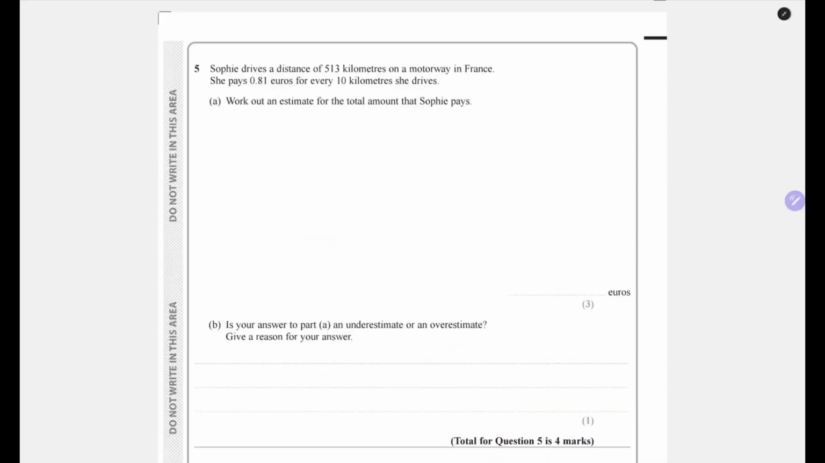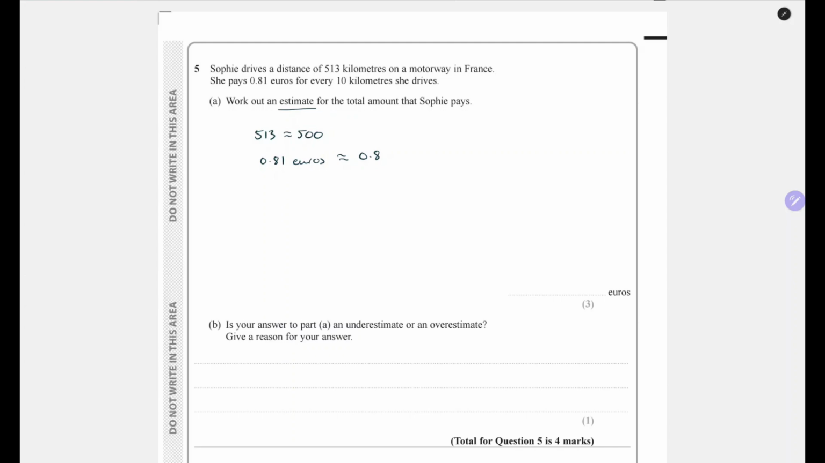Question 5 says, Sophie drives a distance of 513 kilometers on a motorway in France. She pays 0.81 euros for every 10 kilometers she drives. Work out an estimate for the total amount that Sophie pays. Well, the question's asking us for an estimate. So what we're going to do is round 513 down to 500, and we're going to round 0.81 euros to 0.8.